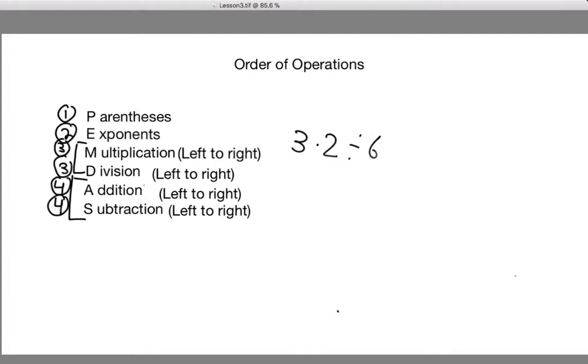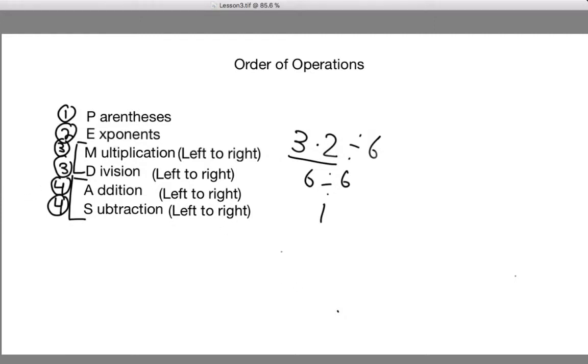So looking at this equation, 3 times 2 divided by 6, according to our rule we go left to right, and whichever one comes up first, we do that first. So we have 3 times 2, which is 6, since it's the first one that we find. Then second, we find 6 divided by 6, and that is 1. That's how we proceed to solve that problem.